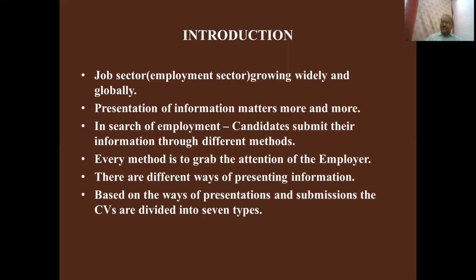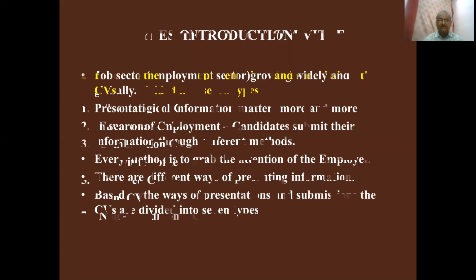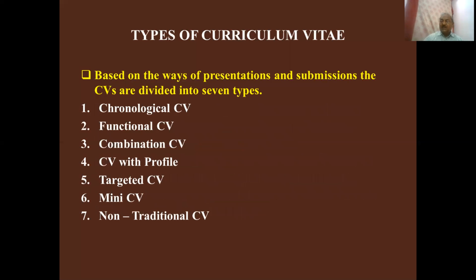Based on the ways of presentation and submission, the CVs are divided into 7 types. They are chronological CV. In the previous video, we talked about it. What is meant by chronological CV? What are the components of chronological CV? What matters in chronological CV? What is going to be included? How can it be presented? We covered everything about the chronological CV.